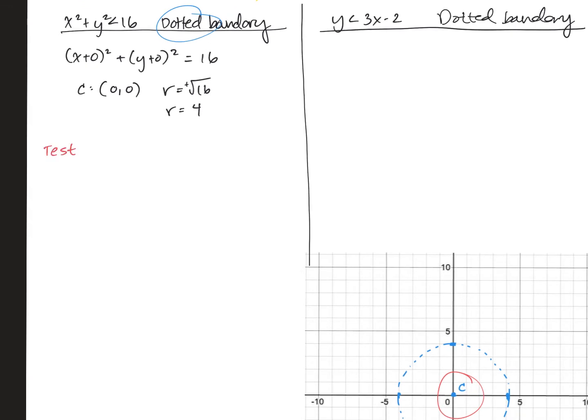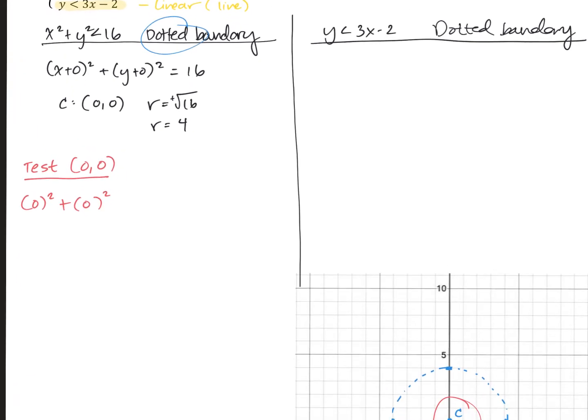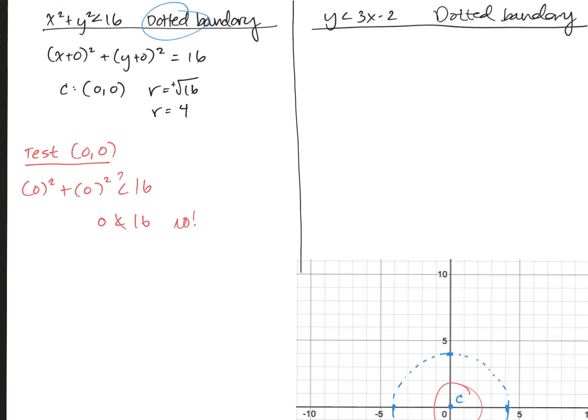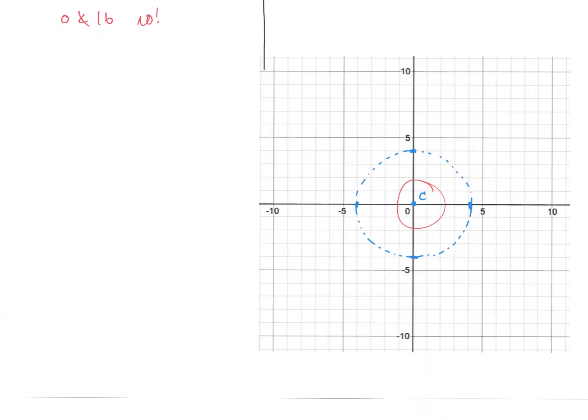Oh, I just picked red. Let's stick with red. So test the point 0, 0. Is 0 squared plus 0 squared less than 16? And the answer is no. 0 is not less than 16. So because it's not, that means the inside of the equation is not true, because that's where our test point came from. And let me label that as our test point. Okay, so the test point was not true, so that means we need to shade the outside. So here we go, shading the whole outside.